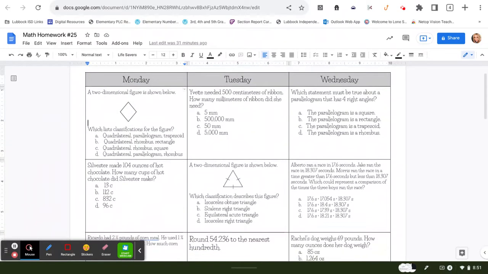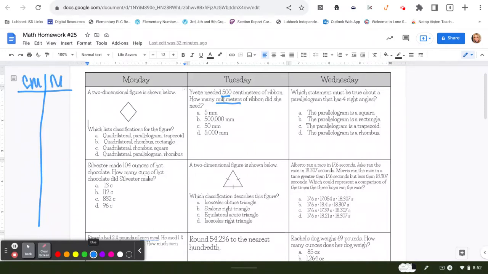Next, you will need your STAR reference sheet for this one. It says Yvette needed 500 centimeters of ribbon. How many millimeters of ribbon did she need? Make your input-output table. Look at your STAR reference sheet. This one's going to be under length. And I see centimeters to millimeters. So centimeters are larger, so they're going to go on the left. And millimeters, that's an M, are going to go on the right. My STAR reference sheet tells me that 1 centimeter is equal to 10 millimeters.